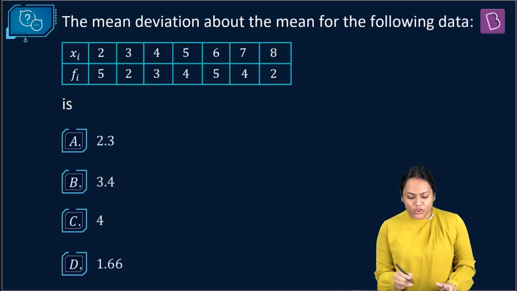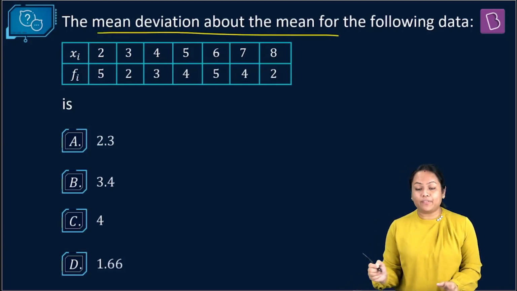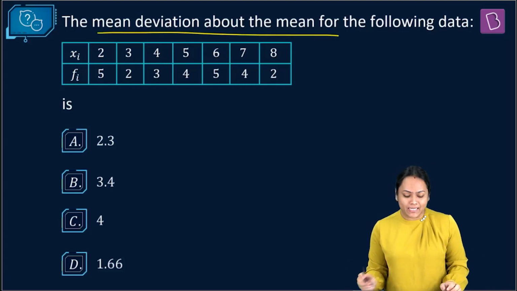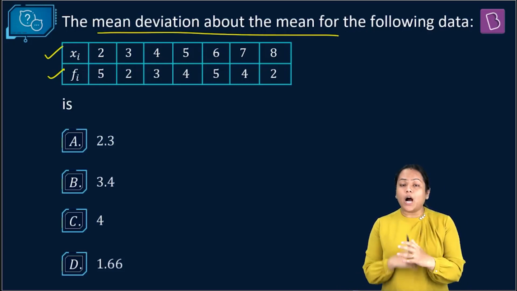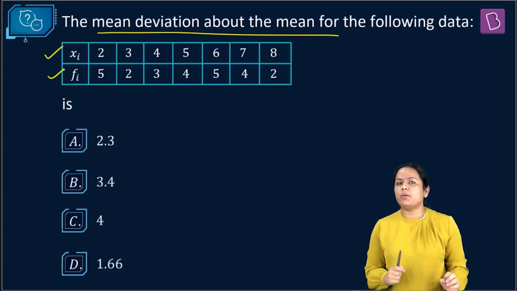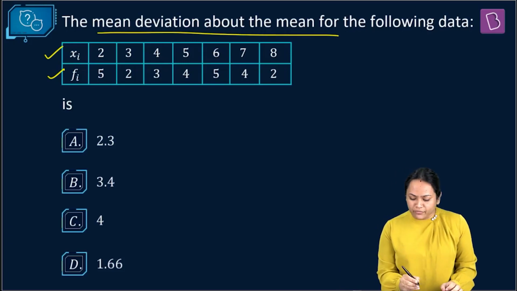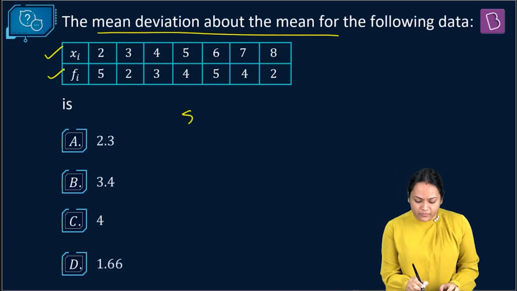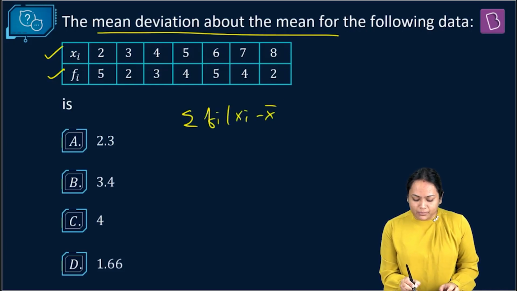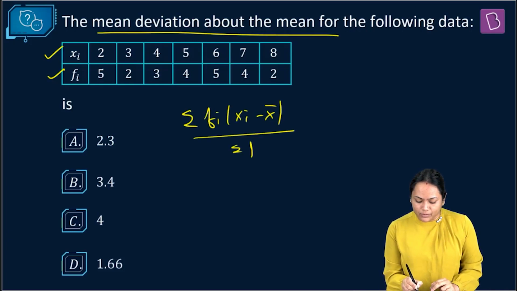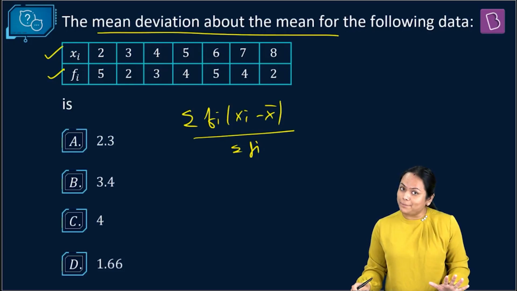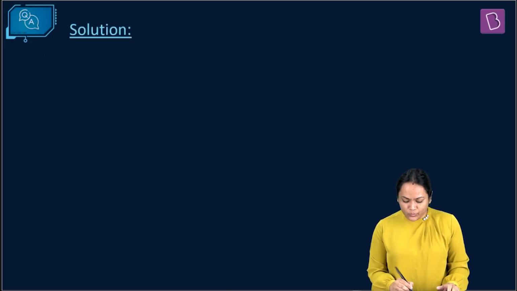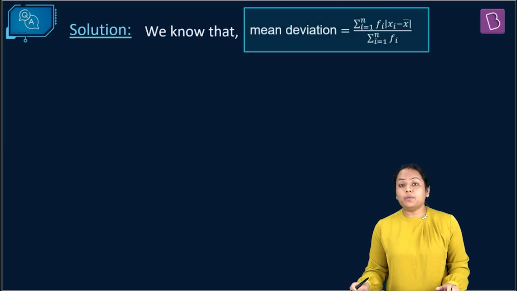Well, in this question, it has asked what is the mean deviation about mean for the following data. They have given us xi as well as the corresponding frequency. So how do you calculate mean deviation? What is the formula? Can you recall, guys? The formula for mean deviation about mean, when the frequency is given, is summation of fi times modulus of xi minus x bar, divided by summation of fi. This is the formula for mean deviation about mean. Clear? Perfect. So we are going to apply this formula.